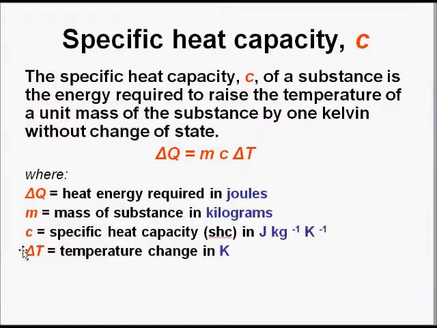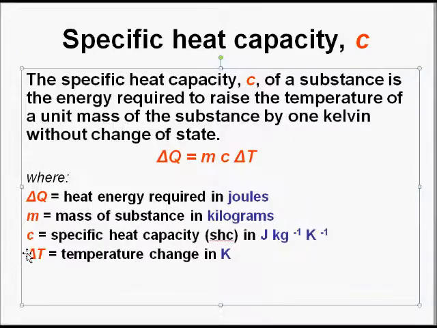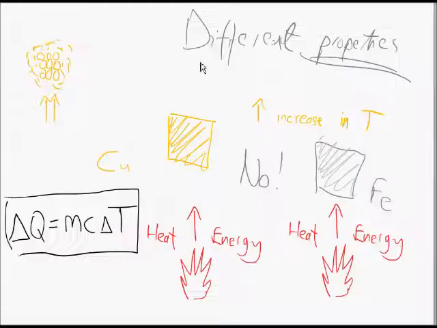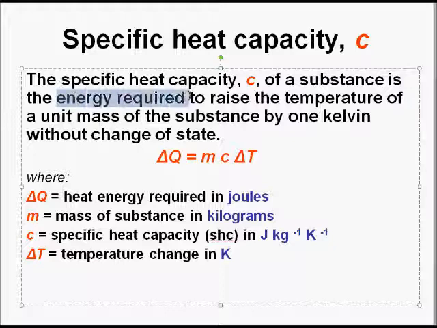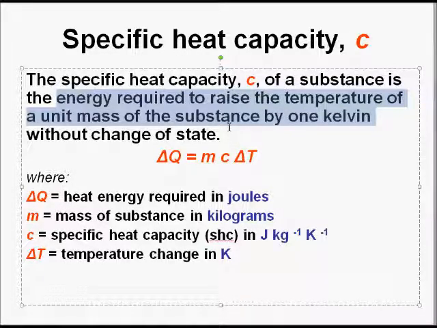That would be easy. The temperature change, which is measured in Kelvin, and 1 Kelvin is the same as 1 degree Celsius, it depends on this thing called the specific heat capacity. And the specific heat capacity is different according to what the properties are. It's different for different materials, and it is defined thus. A specific heat capacity is the energy required to raise the temperature of a unit mass of the substance by 1 Kelvin without change of state. So we're not going between solids, liquids and gases here.